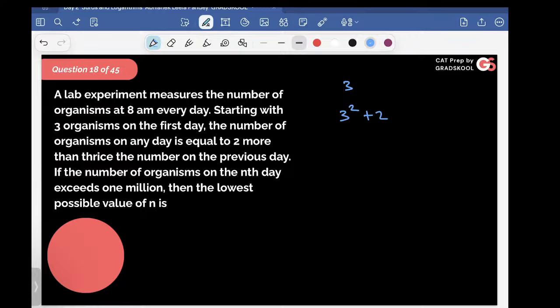The third day it was thrice of this. That means, understand this very carefully, I'm going to tell you something good. Thrice of this means 3 times 3 square plus 2, plus 2. If I open the bracket, I won't solve it, I'll just write it the way it should be written. Open the bracket: 3 cube plus 3 into 2 plus 2. Do you understand? Don't solve it.